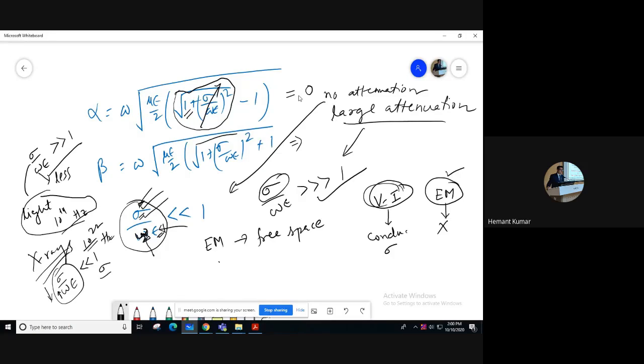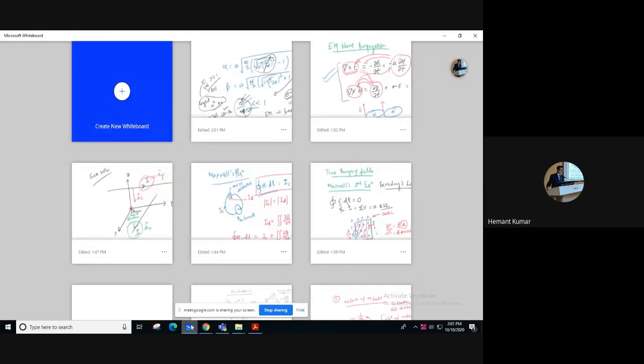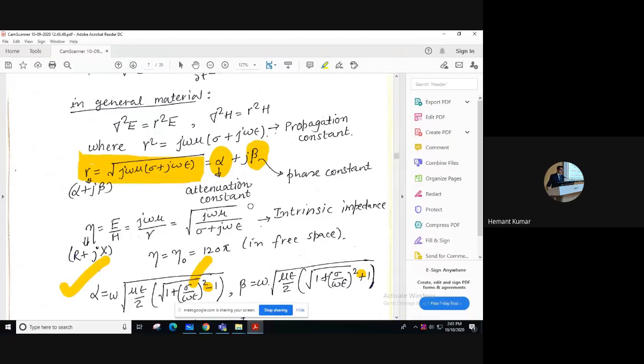That's why X-ray is done to analyze the body parts, what is happening inside, right? We don't use simple light. Light has a lower frequency and cannot penetrate through your body, but X-ray can penetrate. It depends on this alpha, and alpha depends on sigma upon omega epsilon. Now we'll discuss the EM wave equation.